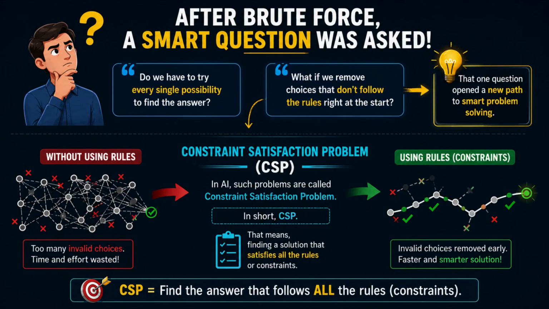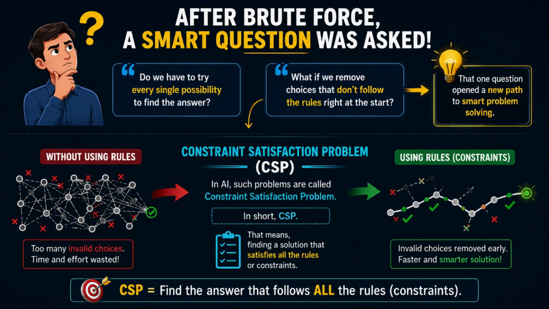Then someone asked a question that changed computer science forever. Instead of searching everywhere, why not search only where the answer has a chance of existing? That single idea became one of the foundations of modern AI. In AI, these are called constraint satisfaction problems, or simply CSPs.